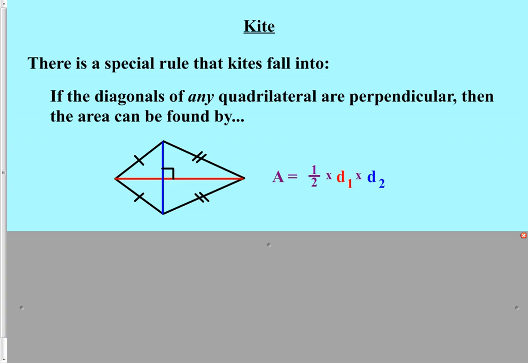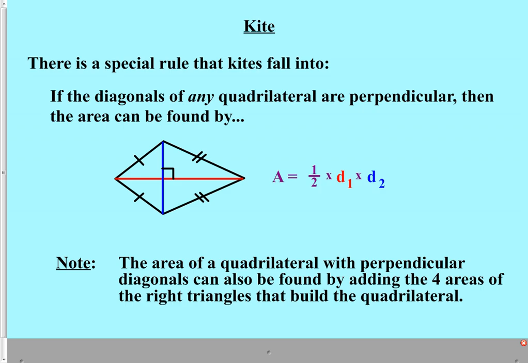Now, if you're thinking, well, we already have formulas for squares and rhombi, why would we need another formula for it? Well, you'd be surprised. Sometimes the type of information that they give you about a rhombus or a square might make it more convenient to use this formula.